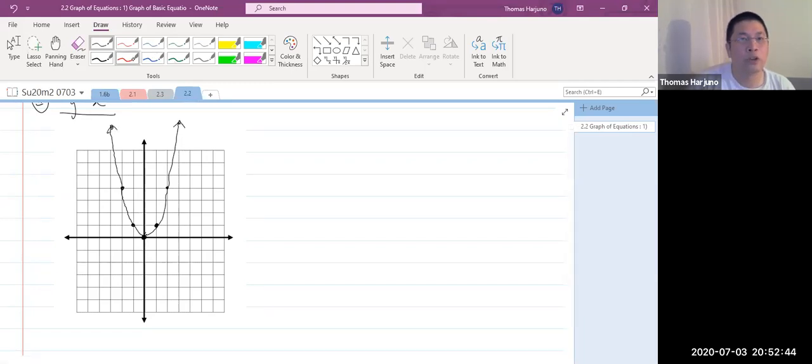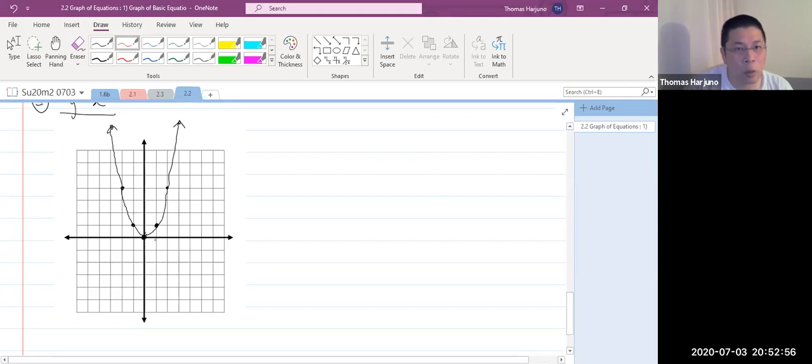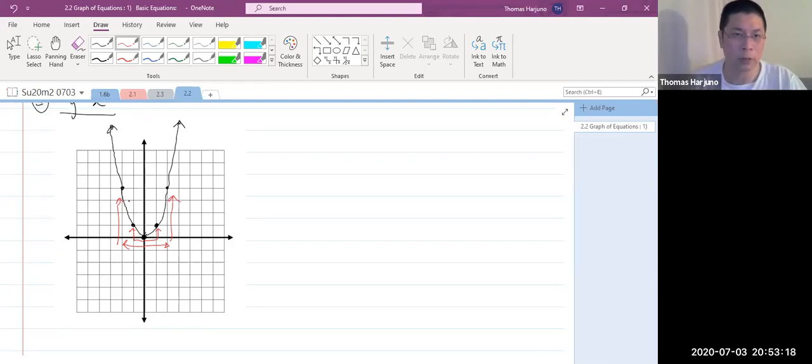The one you need to memorize is (1, 1). Left and right, 1 to the right or to the left, go up 1. 2 to the right or to the left, go up 4. Okay, that gives you a good framework together with the vertex.